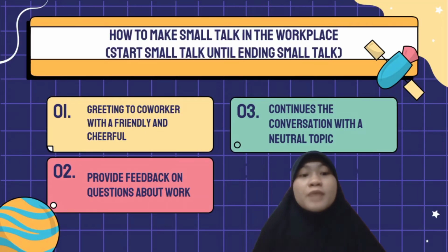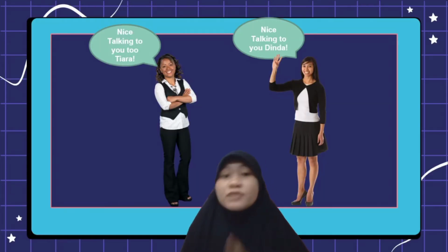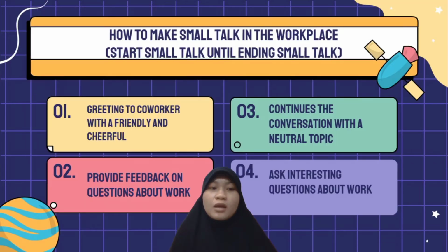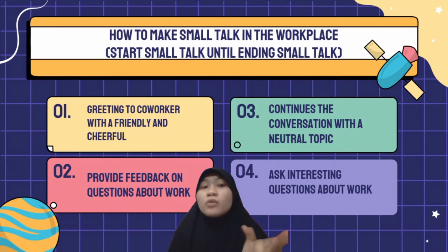The third step continues the conversation with a neutral topic of discussion. If your coworker is busy, it is preferable to keep the conversation short. However, during your break, you can ask more in-depth or related questions. The fourth step is to ask interesting questions about work, accompanied by a lively intonation so that your coworkers think you are interested in the answer they give.